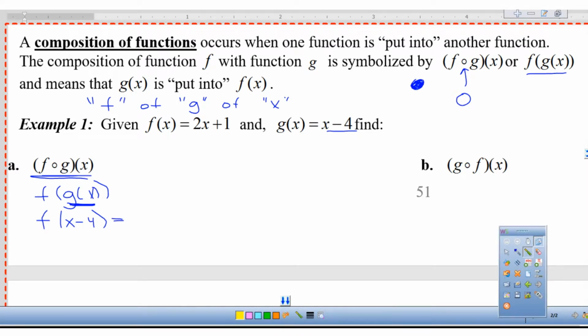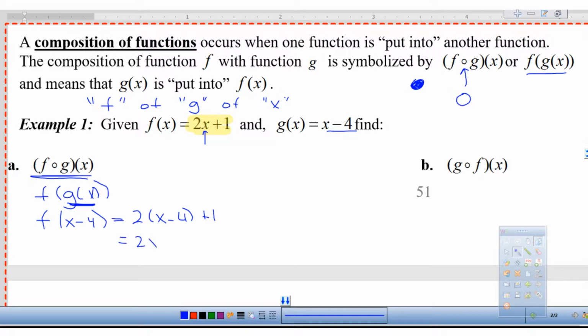So now you go into your f of x equation, which is right here, and wherever you see an x, you don't put an x anymore. Everybody tell me what you put. X minus 4. So this is just 2 times x minus 4 plus 1. We're going to simplify all of these. So distribute 2x minus 8 plus 1, and then simplify again. That's 2x minus 7, and that's your answer. Okay? Question B. The first thing I want you to do is to write g of f of x like that. Okay?